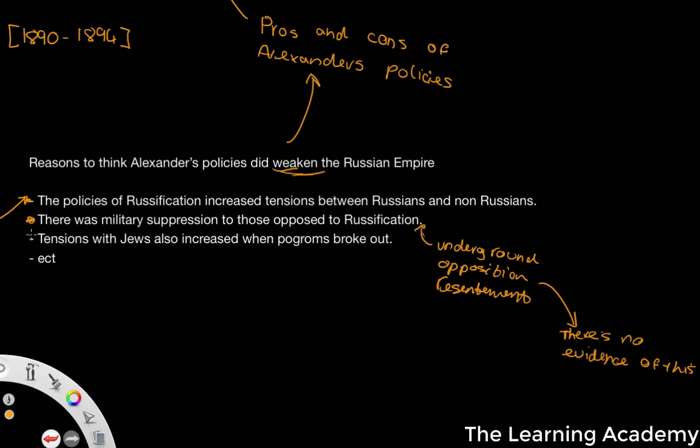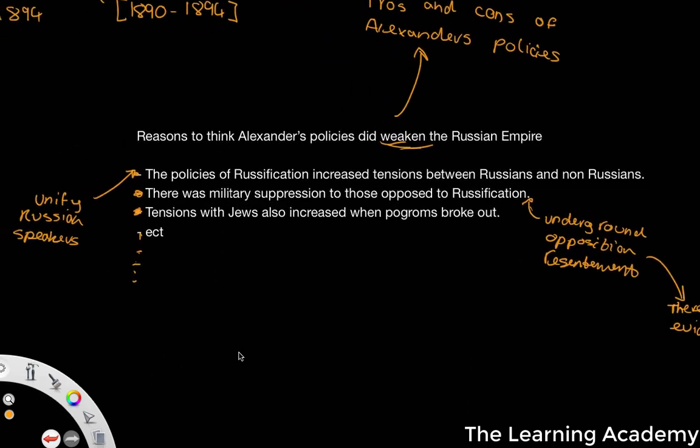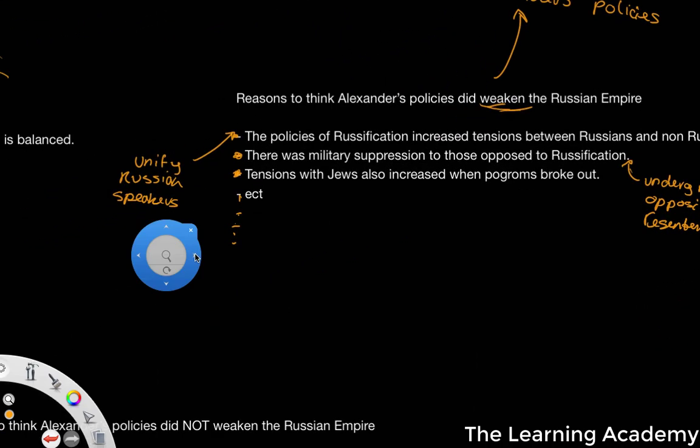Anti-Jewish pogroms definitely would have weakened the Russian Empire, since they basically attacked an entire race of people, a group of people. So we can definitely argue that that is a weakening of the Russian Empire. Okay, and there's more. You can talk about economic policies. You can talk about the agriculture. You can talk about the famine that killed 350,000 people, etc., etc.